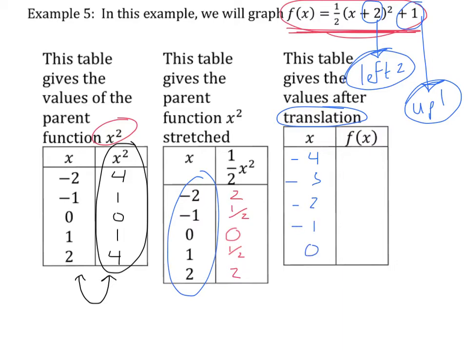Okay? Then each of these outputs individually needs to have 1 added to it. So this 2, when I add 1, will become 3. This 1/2, when I add 1 to it, let's just call that 1.5. For the purposes of graphing, that's going to help us a lot. When I add 1 to 0, I'll end up with 1. Once again, when I add 1 to 1/2, I'll end up with 1.5. And finally, when I add 1 to this last 2 value, I'll end up with 3.